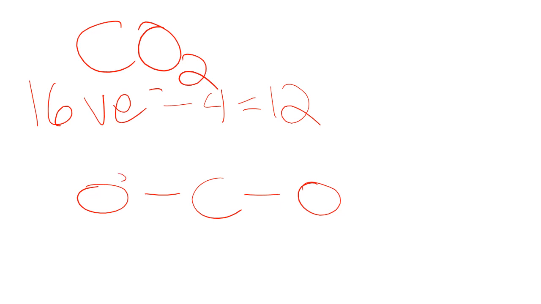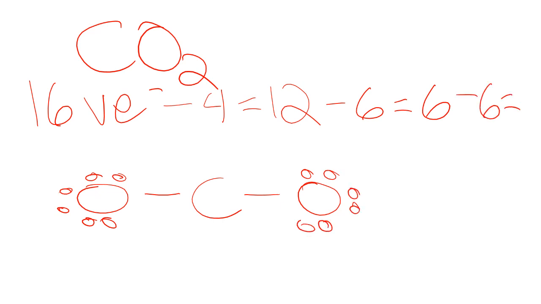Now, the first non-hydrogen, or the least electronegative, is the center atom. So that is carbon. Bond outside atoms using 2 electrons. So I used 4, I got 12 left. Make outside atoms happy first. Minus 6, I got 6 left. Minus 6, I got 0 left.